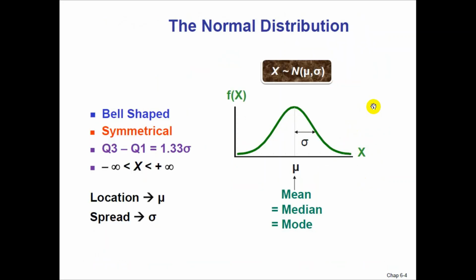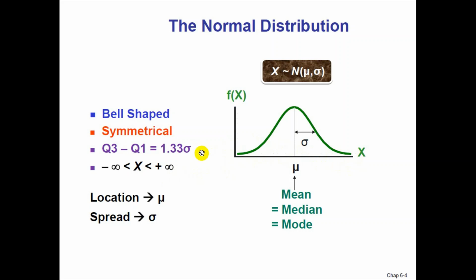The normal distribution has a bell-shaped curve. As you have seen earlier, the center is the mean, median, and mode if they follow a standard normal distribution. The normal distribution is symmetric, meaning that if you put a mirror at the center, the two sides will be identical. The values on the x-axis run from negative infinity to positive infinity.